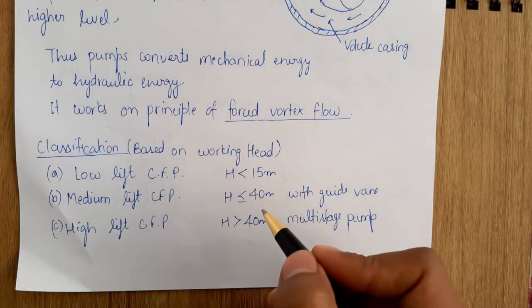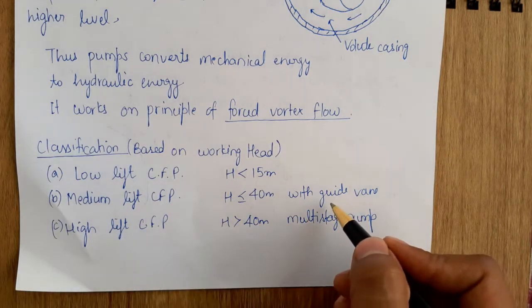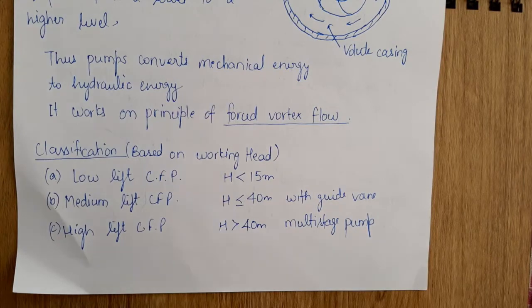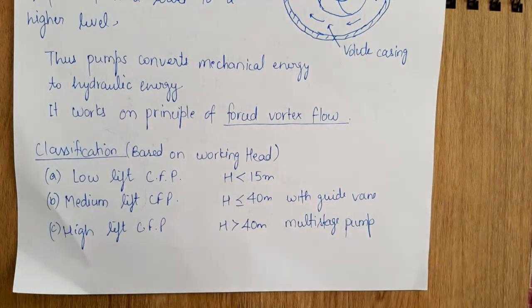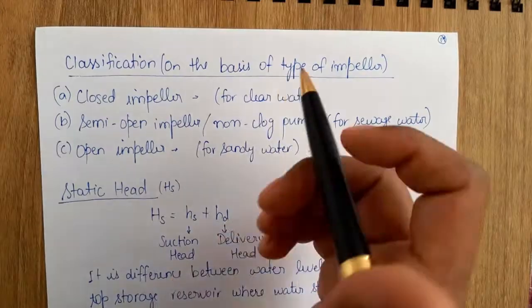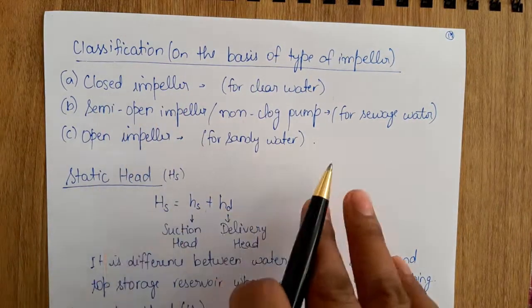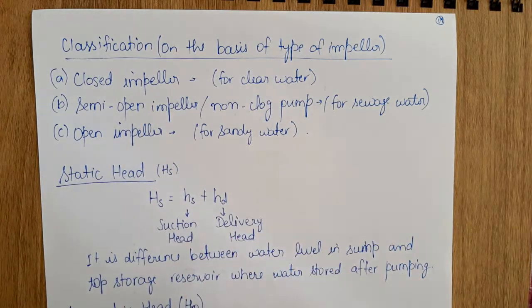So in case of the 15 to 40 meter medium lift centrifugal pump, we use the guide vanes. And for high head, if we have to take out the water from a very low level to a very high level of more than 40 meters, then we have to use a multi-stage pump. We have more than one impeller in this case. Now classification of these pumps based on type of impeller: either closed or semi-open or open. Closed is for clear water, semi-open or non-clog pump for sewage water, and open is for sandy water.